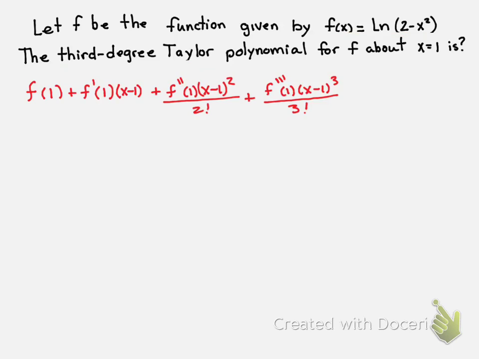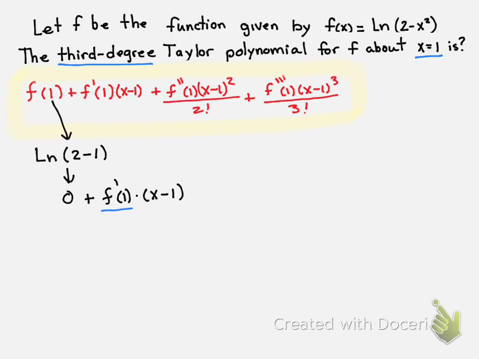So here's our general formula for building a Taylor series. And since I have x minus 1 that I'm building around, and I need a third degree, then I'm going to need several derivatives. So the first one that I need is just ln of 2 minus 1. That's my f of 1. Well, 2 minus 1 is 1, and ln of 1 is 0.